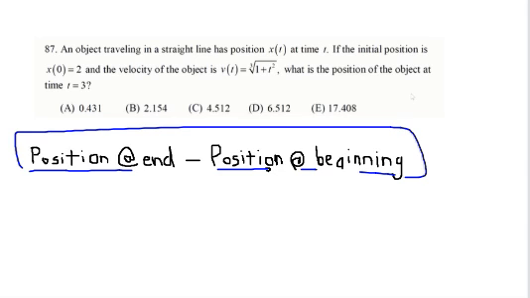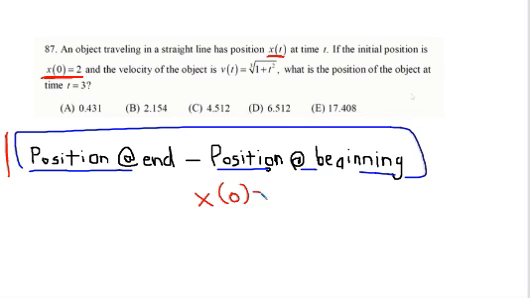This next problem is really not that bad once we know what I have here in this box. Position at the end minus the position at the beginning. We have an object traveling in a straight line with the position x of t. If the initial position is x of 0 equals 2, that's going to be important for us.